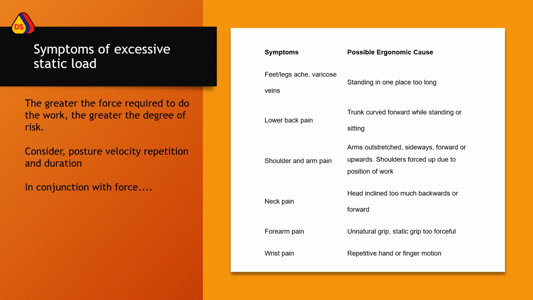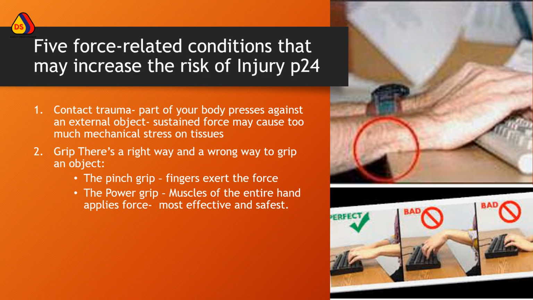Shoulders are forced up due to the position of work. If you have neck pain, your head might be inclined too much backwards or forwards. Forearm pain comes from an unnatural grip, a static grip which has been too forceful. If you have wrist pain, it may be from repetitive hand or finger motion.